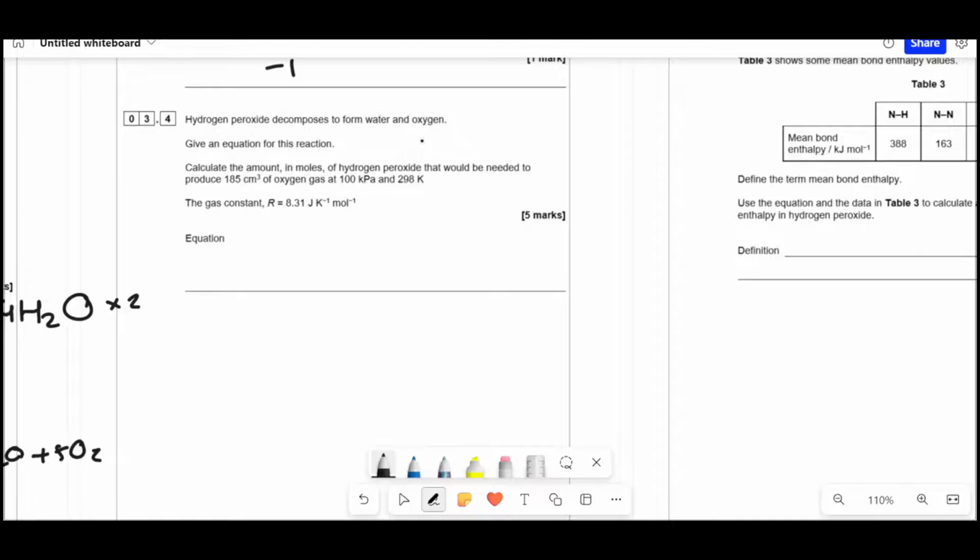Next, it says hydrogen peroxide decomposes to form water and oxygen. Give an equation for this reaction, and then calculate the amount in moles of hydrogen peroxide that would be needed to produce this much oxygen, and so on. A lot of people panic because they're trying to do it sequentially. Just work with what they've given you first. They told you hydrogen peroxide decomposes to form water and oxygen. There's no need to add any extra elements, and all the elements we want are here. So now it's just a case of balancing it out.